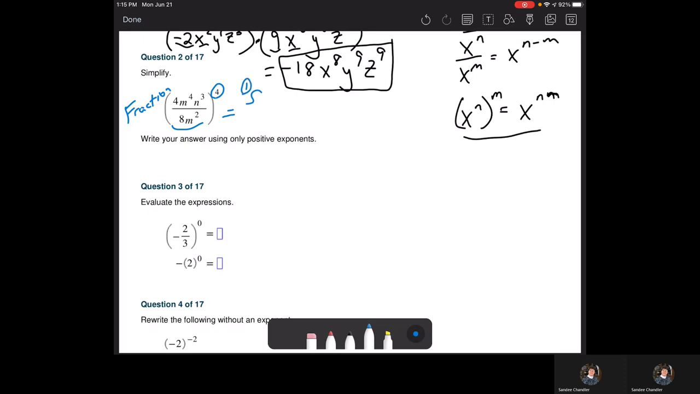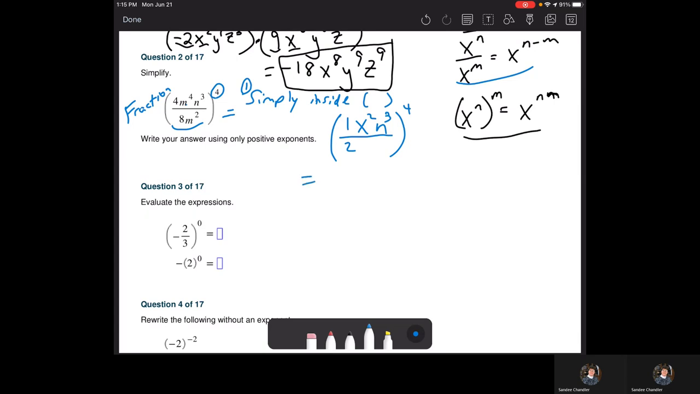So the first thing I'm going to do is simplify the inside. When I say inside, I mean inside the parentheses. Well, 4 over 8 simplifies down to 1/2. Now go ahead and put your exponent out there, that 4, so you don't forget it. You have an m to the 4th and an m squared. Remember, when you're dividing, subtract your exponents. Numerator minus denominator. Leave the answer in the numerator. That's m squared, because 4 minus 2 is 2. And there aren't any n's in the denominator, so the n cubed stays in the numerator.